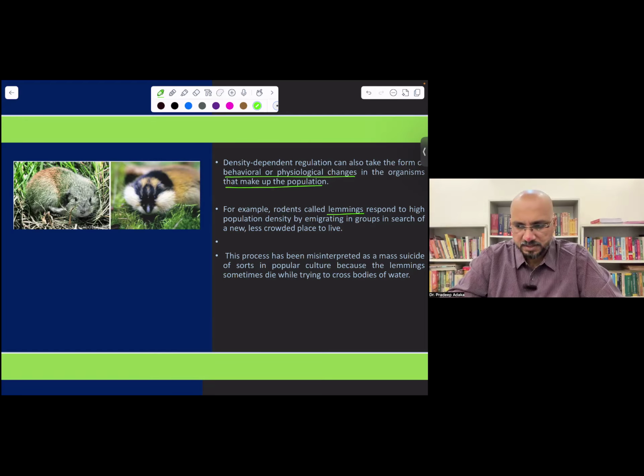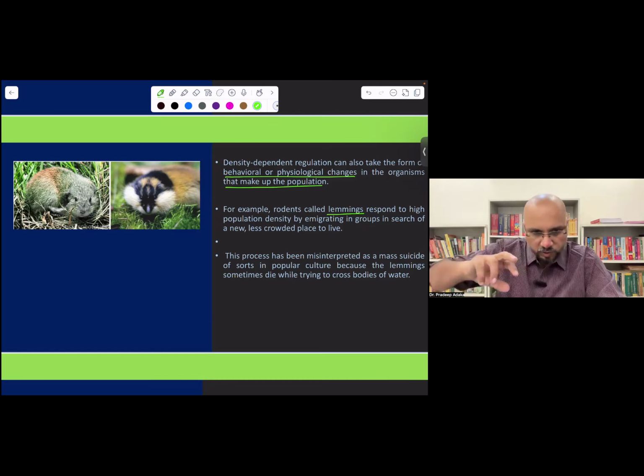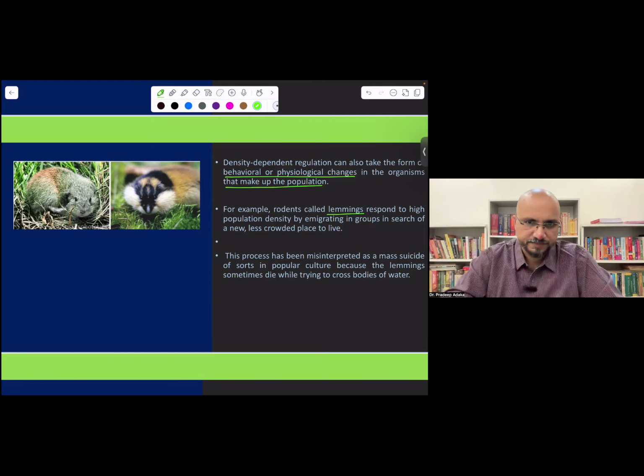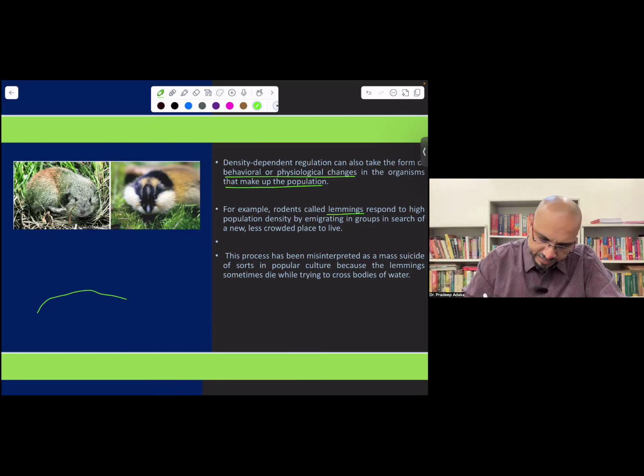Now, if they have to do that, they have to cross a geographical barrier. Sometimes small streams form the barrier, the geographical boundary, and they have to cross this boundary. So this is your original area. This is the original area. Here the population density is very high.